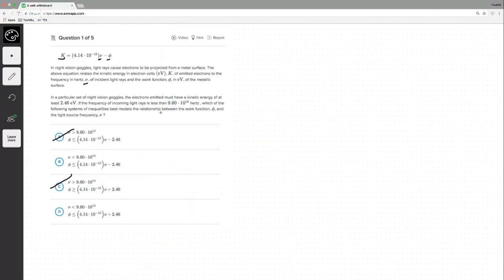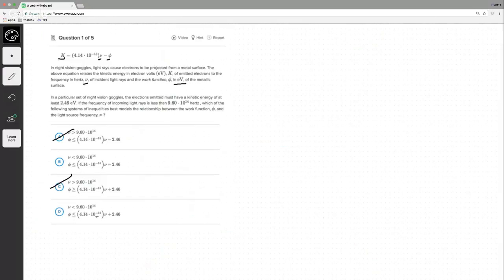If a system of inequalities best models the relationship between the work function and light rays... it says the work function in eV, again in volts, and the work function in electron volts of the metallic thing. Okay, it must have a kinetic energy. Oh, okay, got it. So my presumption then in this case is this guy, and then kinetic energy of at least 2.46.